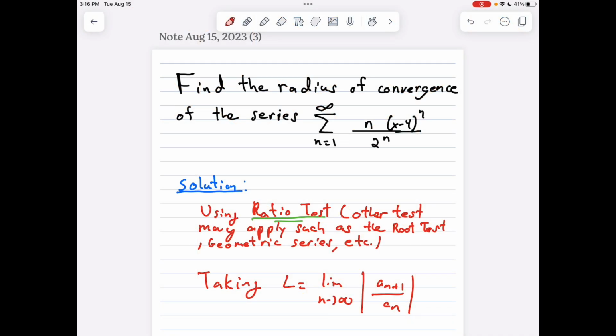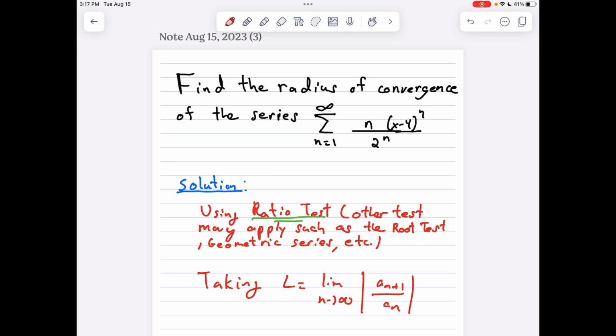All right, hello everyone. Today we are doing some calculus 2, and we are asked to find the radius of convergence of the series starting from n equals 1 to infinity, n times (x minus 4)^n, all over 2^n. Now, when you're trying to find the radius of convergence, usually you're going to apply the ratio test or the root test. Today I'm going to be using the ratio test.